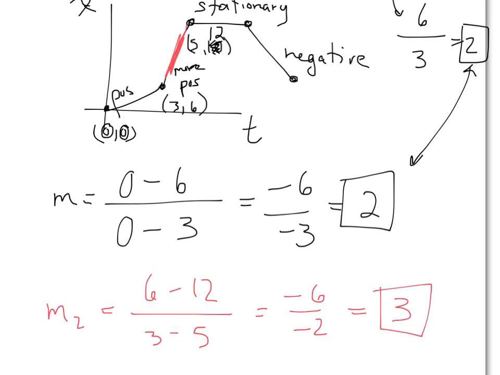The slope of a position over time is the velocity. The slope of a position versus time graph is velocity. Wait. One more time. The slope of a position versus time graph is velocity.